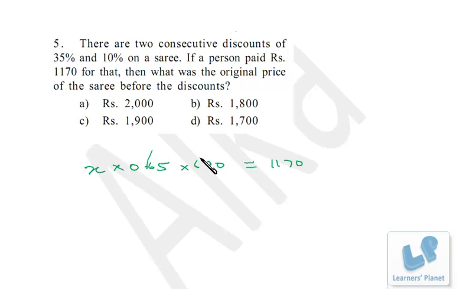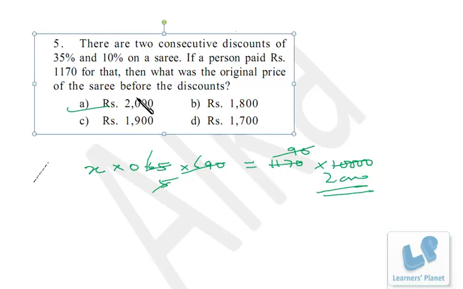Now remove the decimals, put 13 5s are 65, 13 9s are 117, 0, so 2000. As simple as that. Okay.